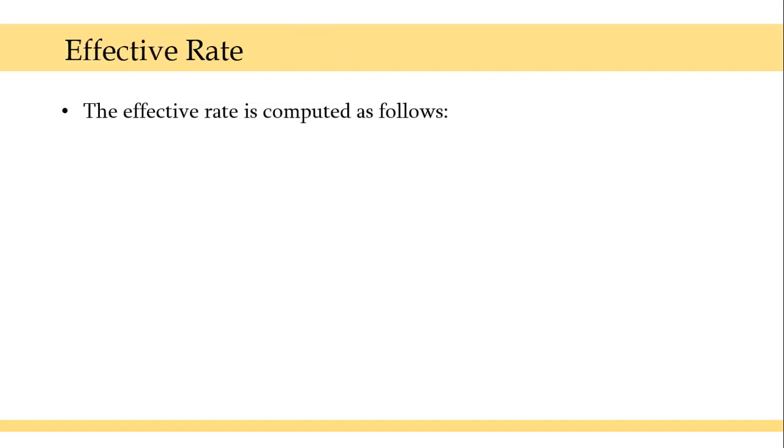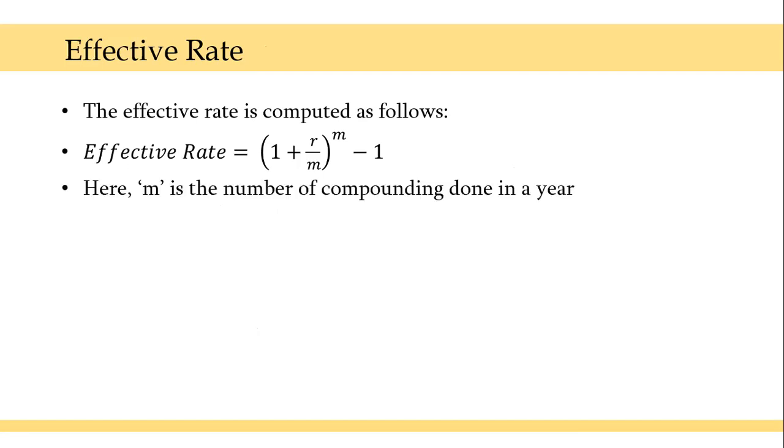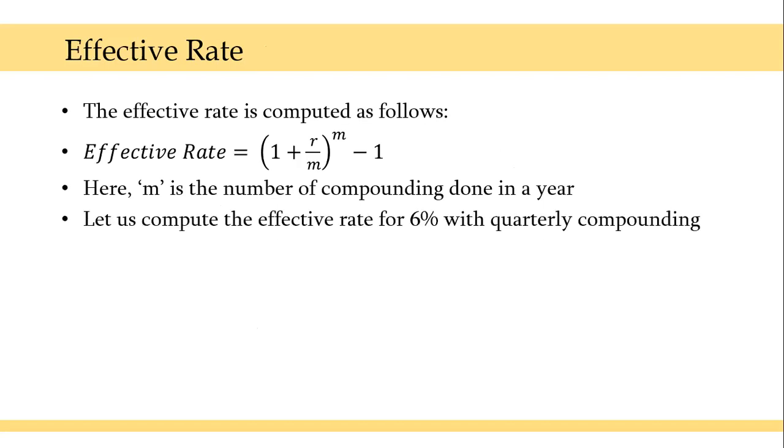Now, how do we compute this effective rate of interest? The effective rate is computed by making a small change to the formula that Ganesh had used in the beginning. So the effective rate is equal to 1 plus r by m to the power of m, minus 1. Here, m is the number of compounding periods in a year. So if you have quarterly compounding, m will be 4 because every quarter the compounding happens.